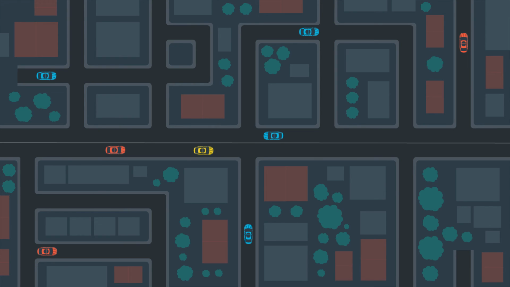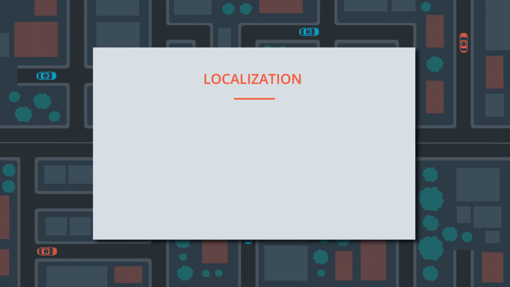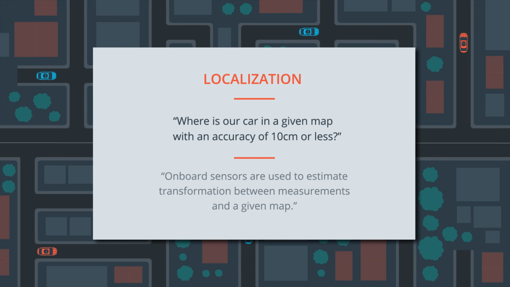So, after this example, we can summarize. First, localization answers the question of where the car is in a given map with an inaccuracy of 10 centimeters or less. And second, onboard sensors are used to estimate the transformation between local measurements and a given map.